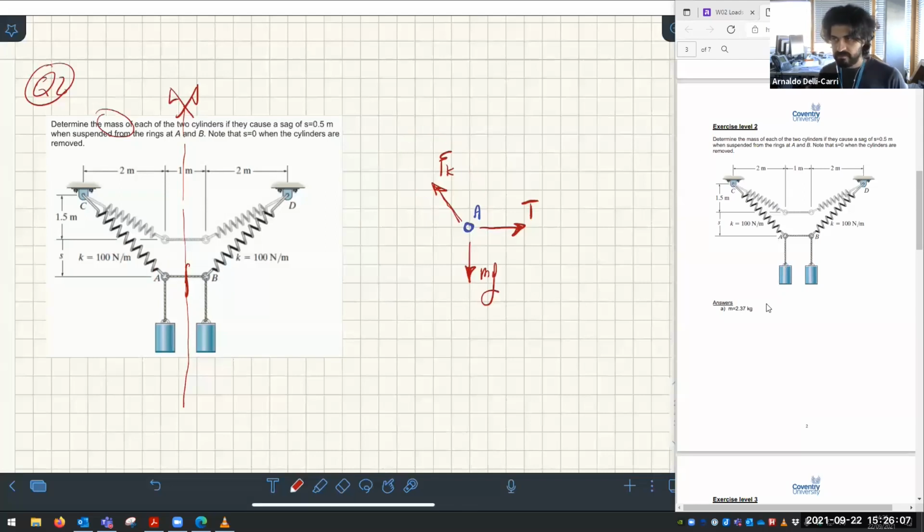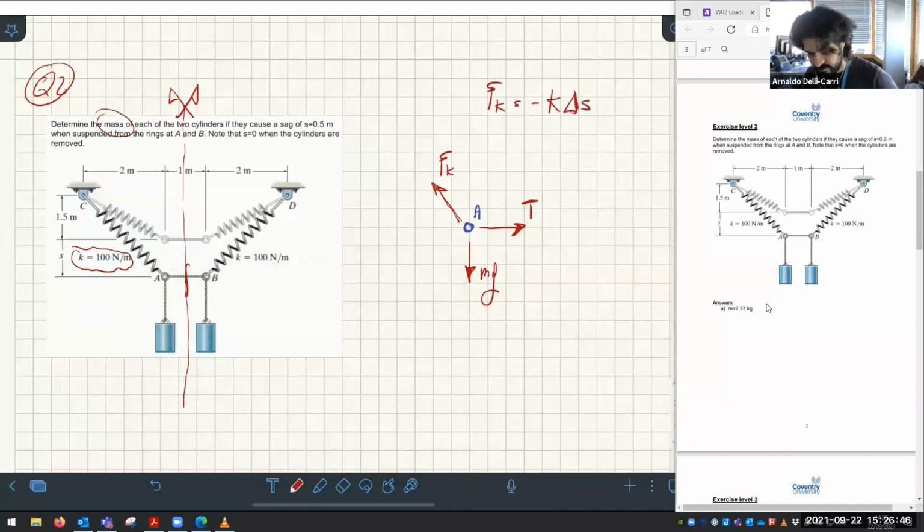Is it unknown though? I believe we have enough information for the spring force to be completely known, because we have the original length of the spring and the new length of the spring, and we know the springs have a stiffness of 100 newtons per meter. As a reminder, Fk is equal to minus Kx. Let's not call it S because S is the sag. Let's call it delta L, it's the same thing. Fk equals minus K delta L.